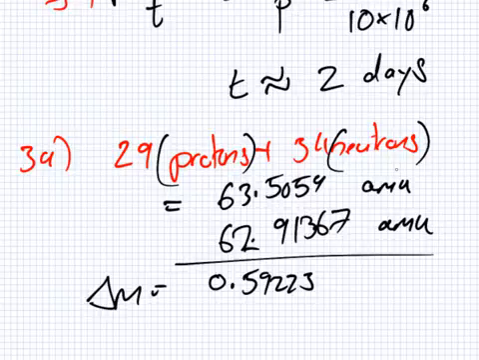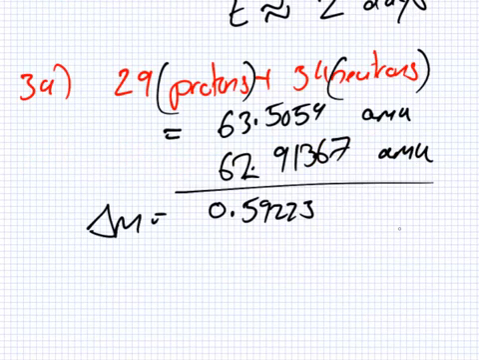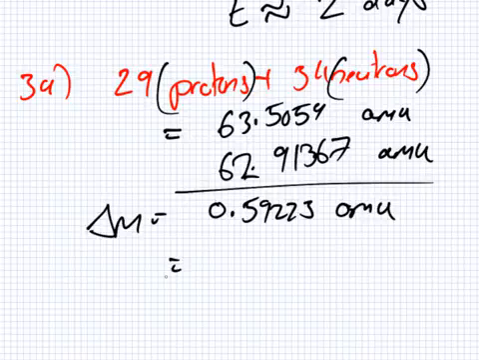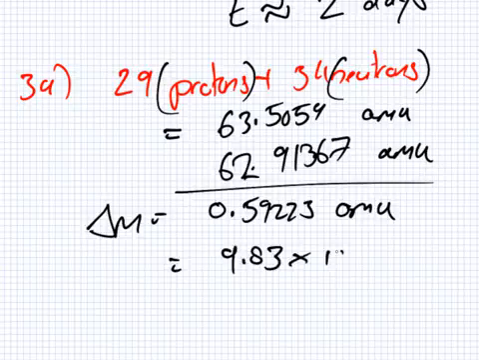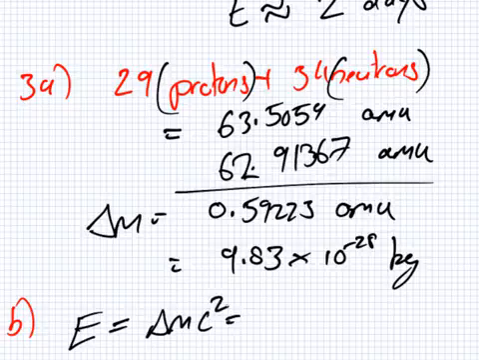Continue. What is the mass of the proton? It's right here, 1.00728 AMU, which in kilograms is 9.83 times 10 to the minus 28 kilograms. So therefore the binding energy, which is mc squared, is in picojoules, 88.48 picojoules. That's the binding energy.